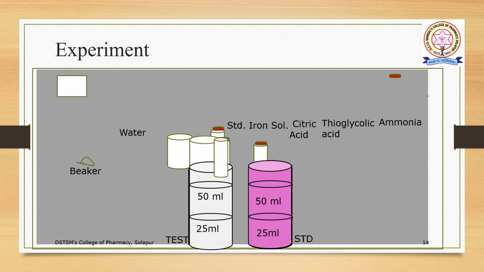We can see that the color in the standard is purple, and in the test solution, if the color intensity is less than this color intensity, then we will say that the sample passes the limit test. If the color intensity produced in the test solution is more than this intensity, then the sample fails the test.